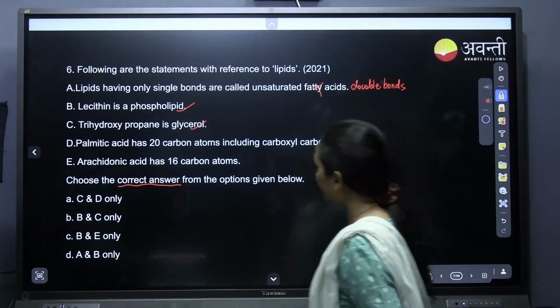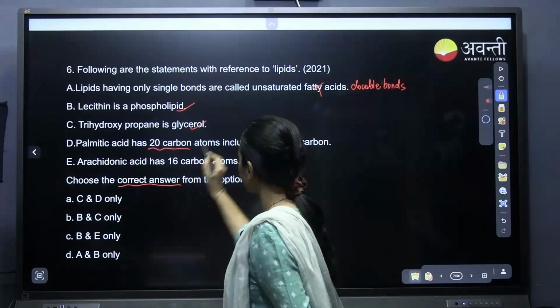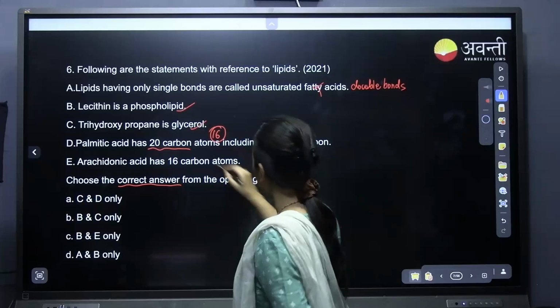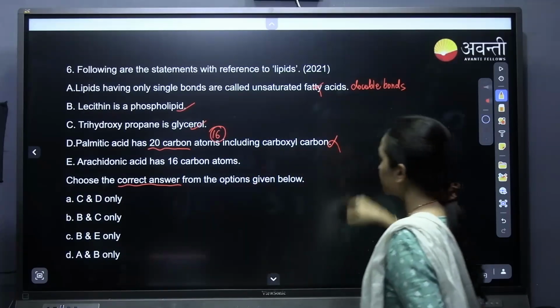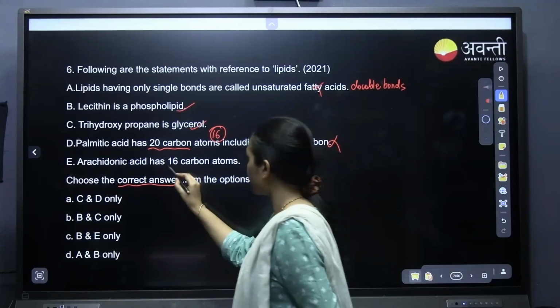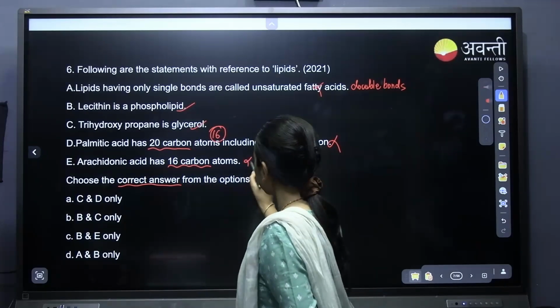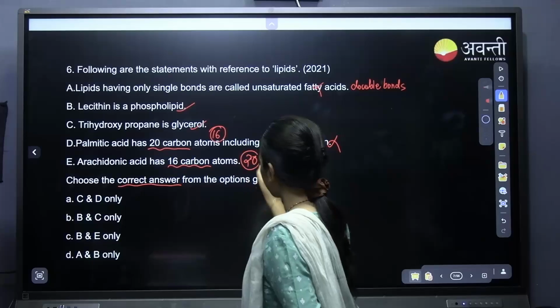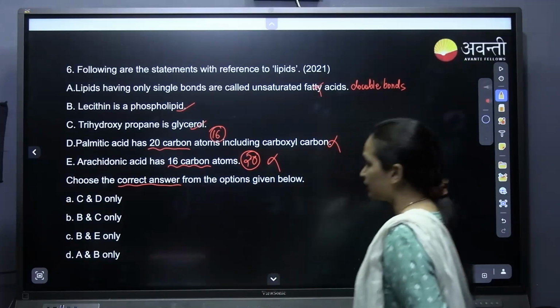Palmitic acid has 20 carbon atoms. No, palmitic acid actually has 16 carbon atoms, which makes this statement wrong. Arachidonic acid has 16 carbon atoms. No, it actually has 20 carbon atoms. This also makes this statement wrong.